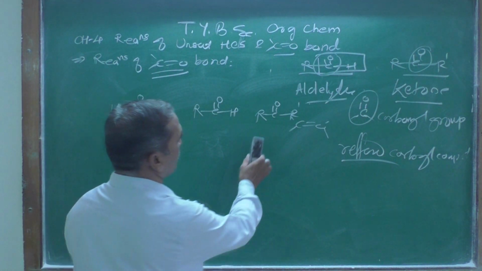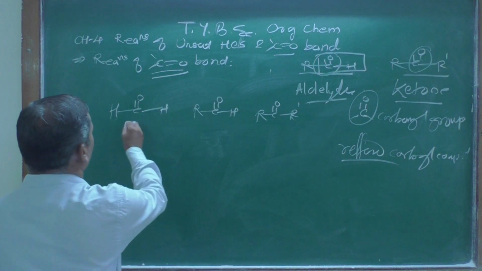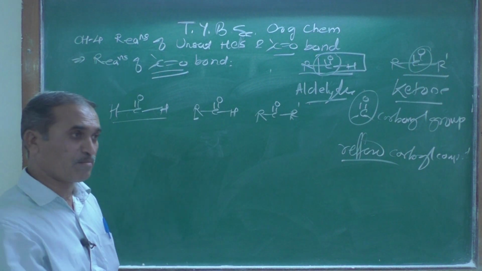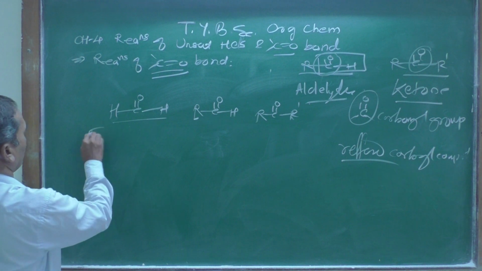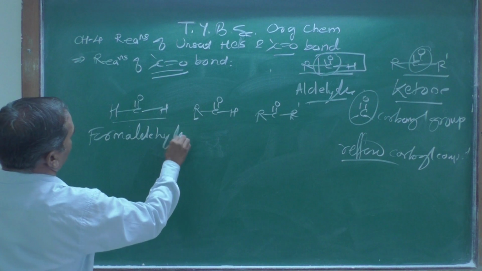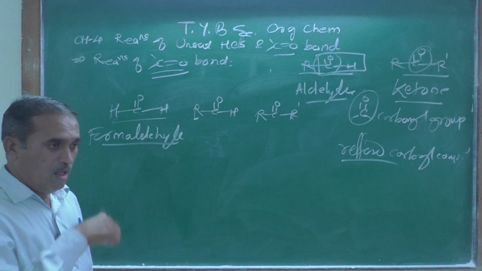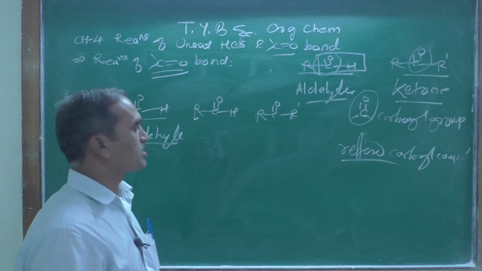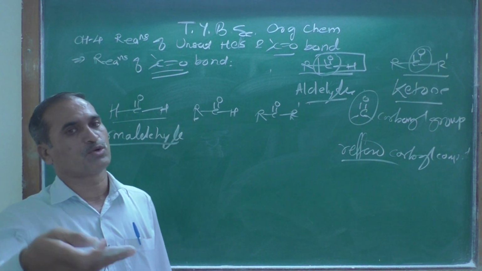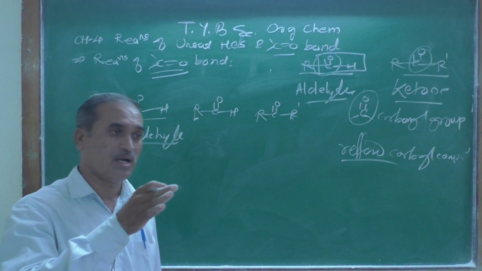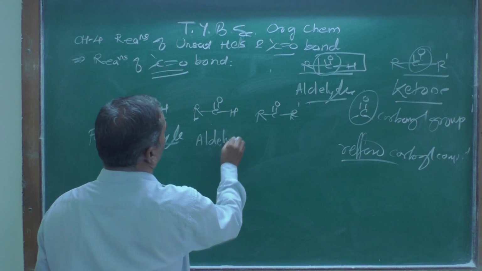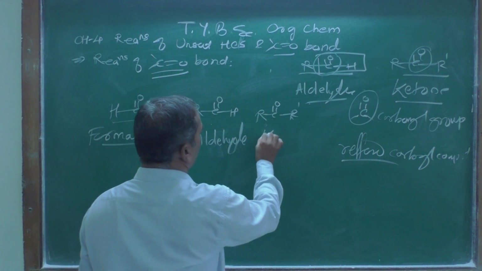Now if you look here, this is formaldehyde, where the R is replaced by H. So this one is called formaldehyde. Formaldehyde is the simplest aldehyde. If you attach R equal to a methyl group, that becomes acetaldehyde. The common name of this compound is acetaldehyde, and this is a ketone, right?